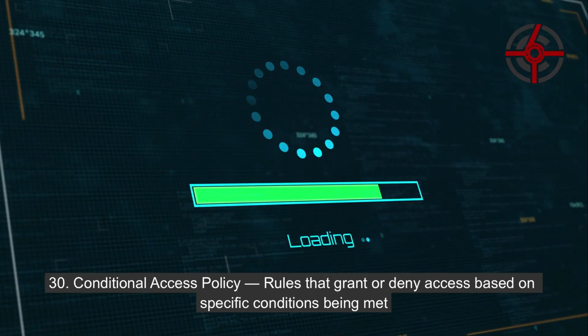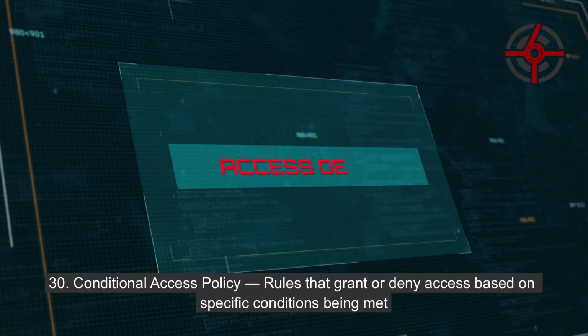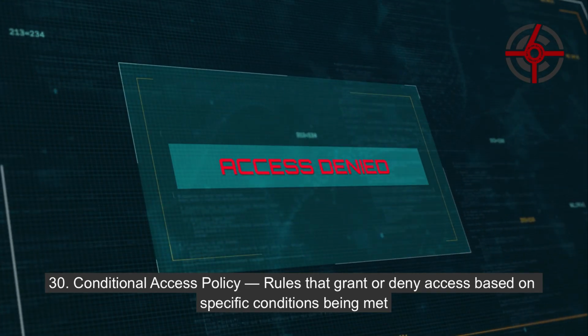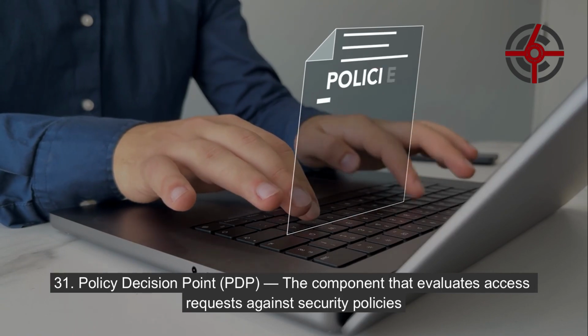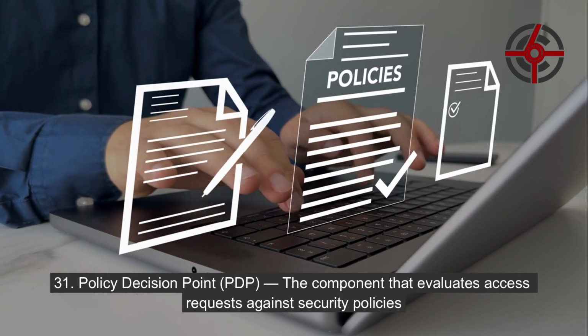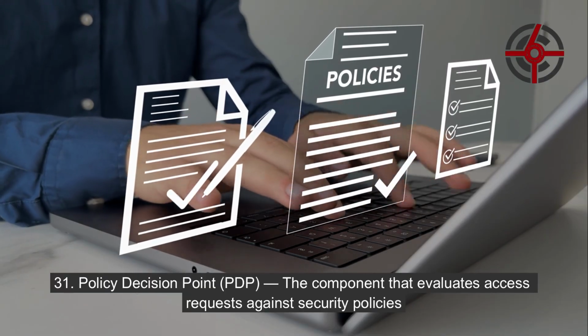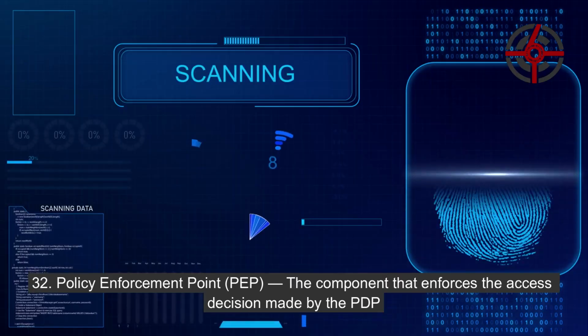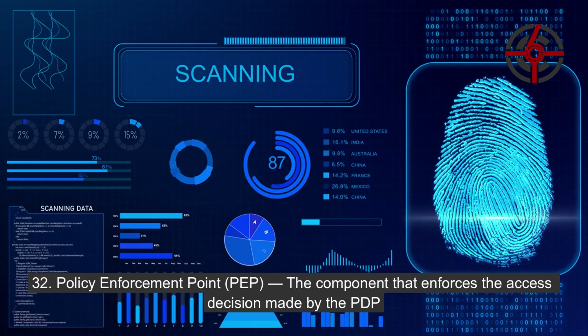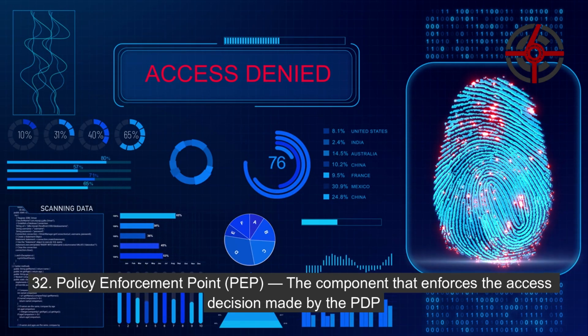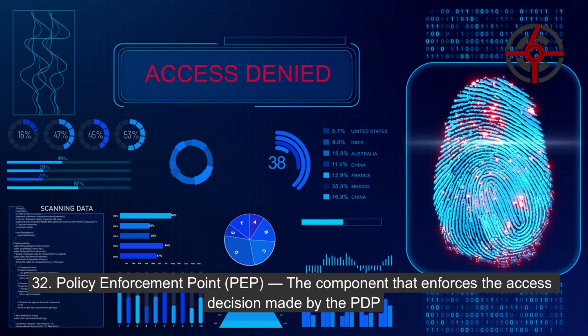30. Conditional access policy, rules that grant or deny access based on specific conditions being met. 31. Policy Decision Point, PDP, the component that evaluates access requests against security policies. 32. Policy Enforcement Point, PEP, the component that enforces the access decision made by the PDP.